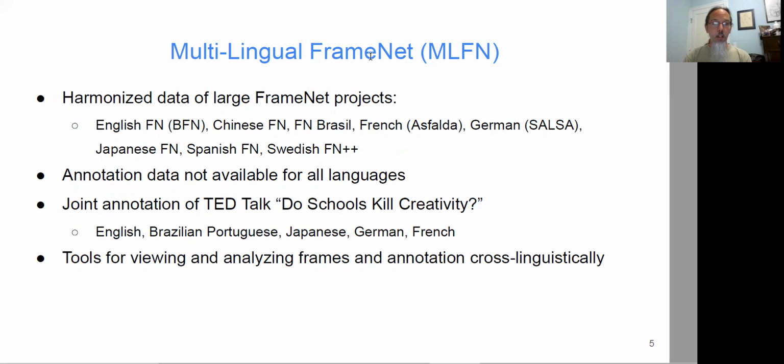But the joint annotation of the TED Talk, Do Schools Kill Creativity, is to be open. And that includes English, Brazilian Portuguese, Japanese, German, and French. And our project also produced tools for viewing and analyzing these frames and the annotation cross-linguistically.